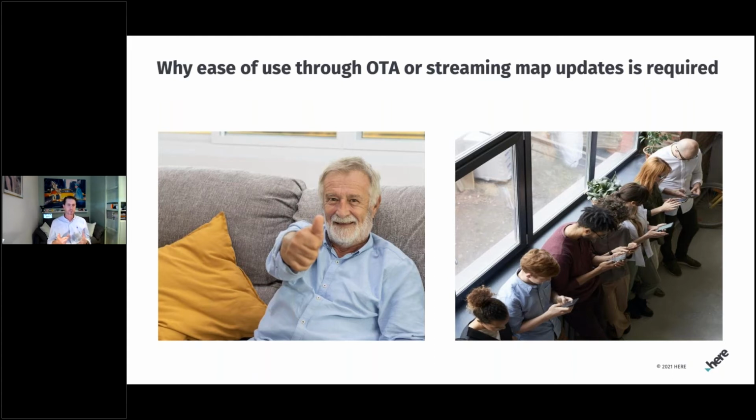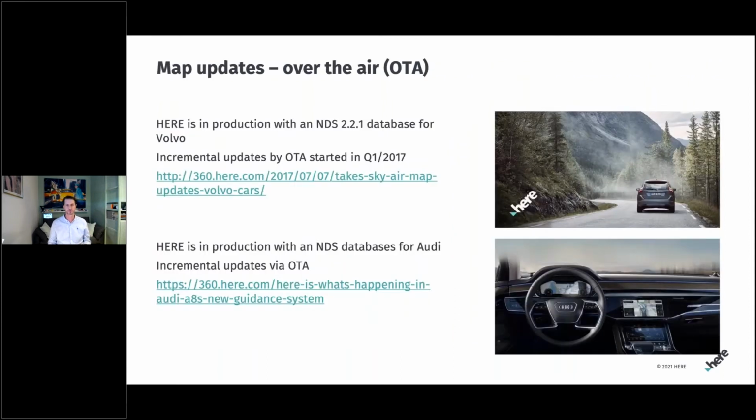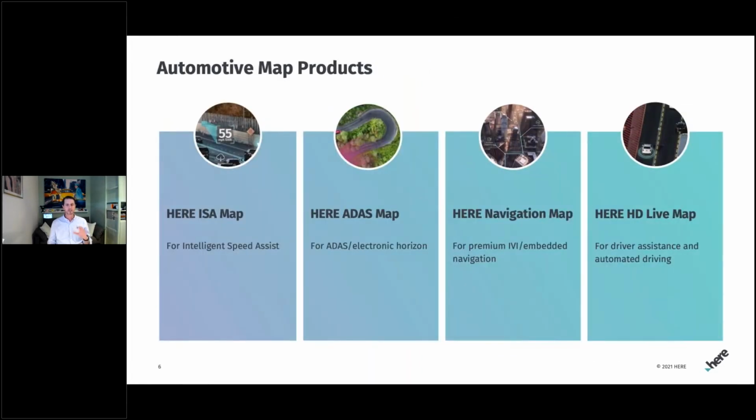Also, the upcoming NCAP star rating will award extra points when map data is updated in the background without the user having to take action. So you see how important that is. At HERE, we're supporting map updates over the air. These are just two projects that we can openly share. And when you follow these links to the articles on our blog, you will see we've actually been doing this for a couple of years.